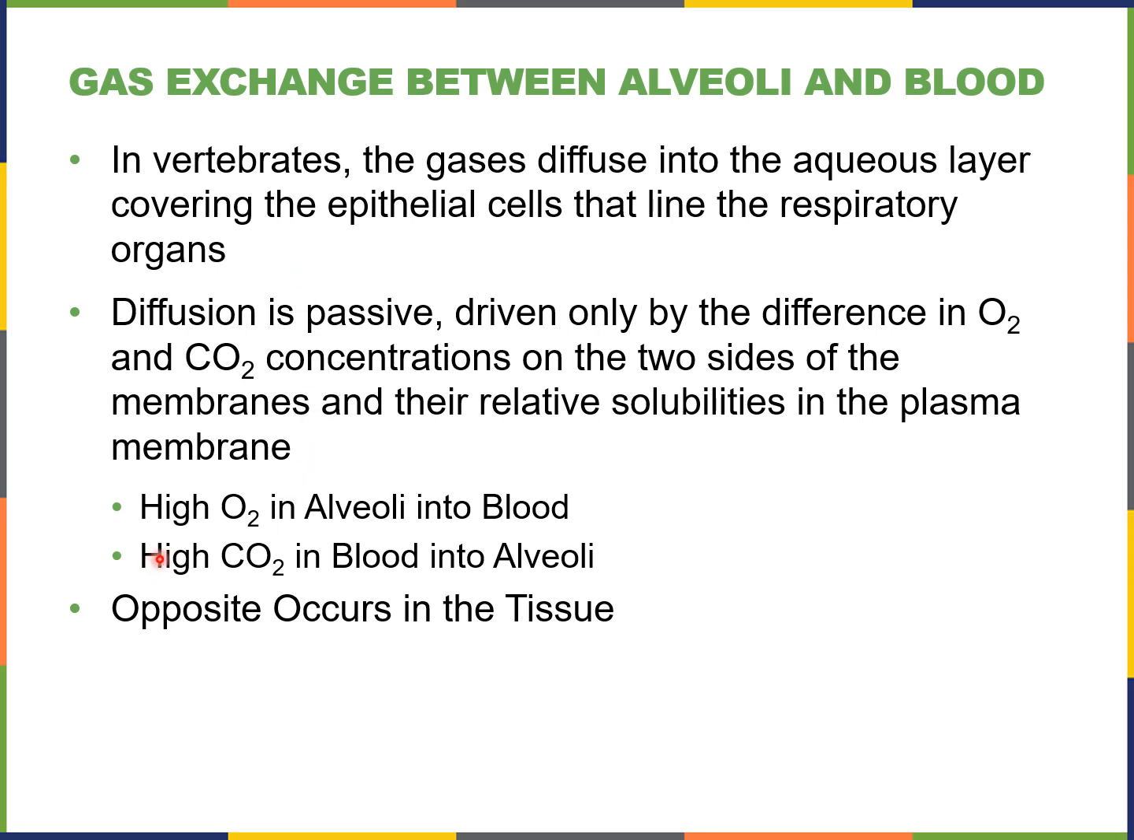So if we have high O2 in the alveoli, it'll go into the blood. If we have high CO2 in the blood, it'll go into the alveoli. So the opposite is what's occurring in the tissues.